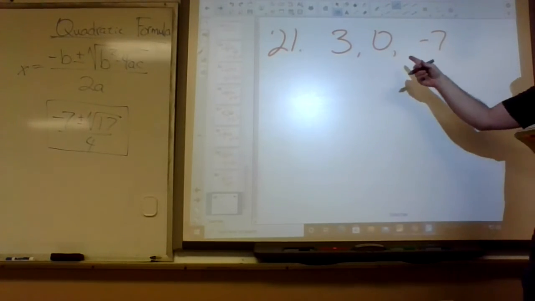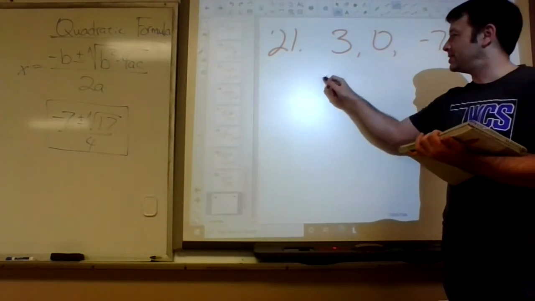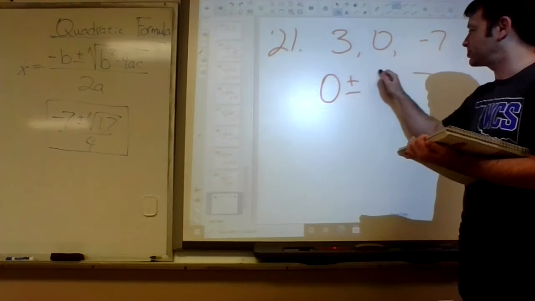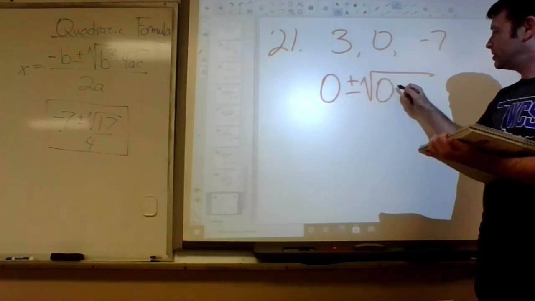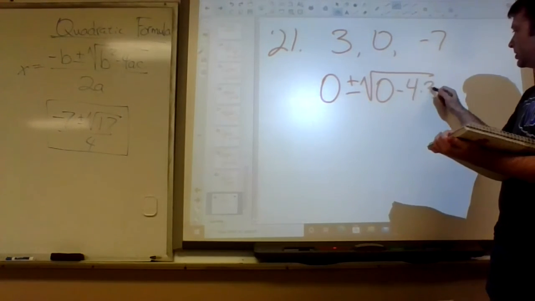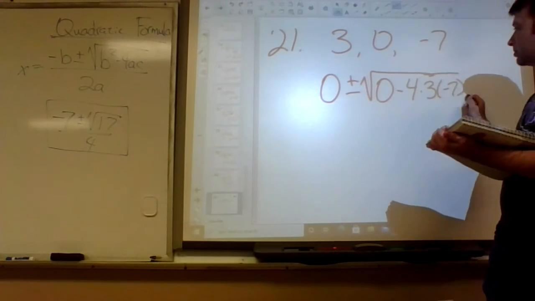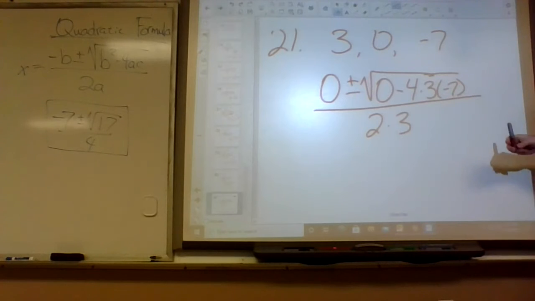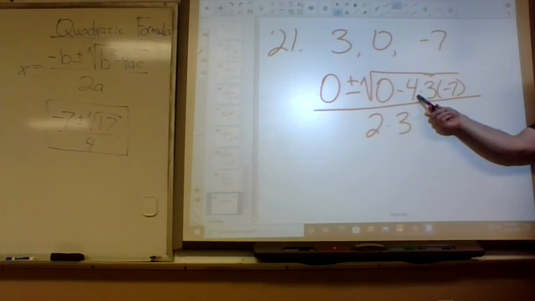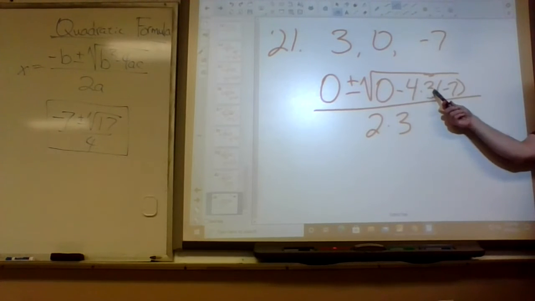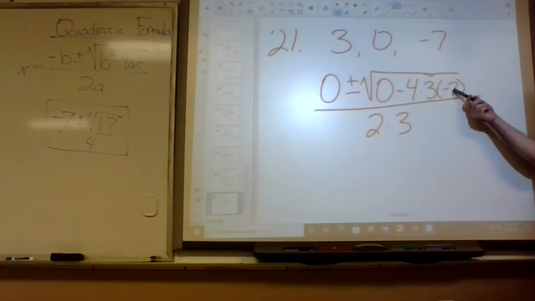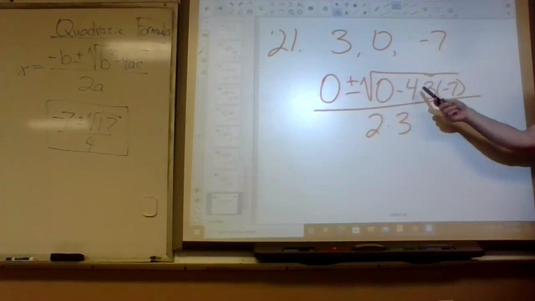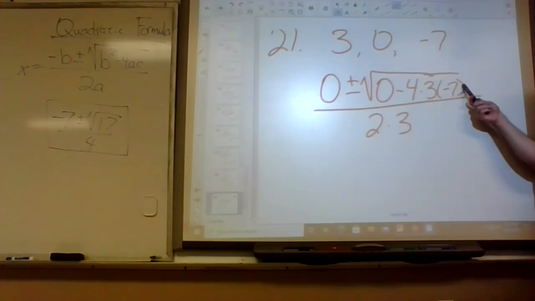Alright. So, you guys remember what happened when we had a 0 on the B last time? It's 0. Plus or minus square root of 0 squared minus 4AC over 2A. Negative 21 times 4 is 48, no, 4 times 3 is 12 times 7 is 84. So see how there's two negatives right there? That's like a positive 84.